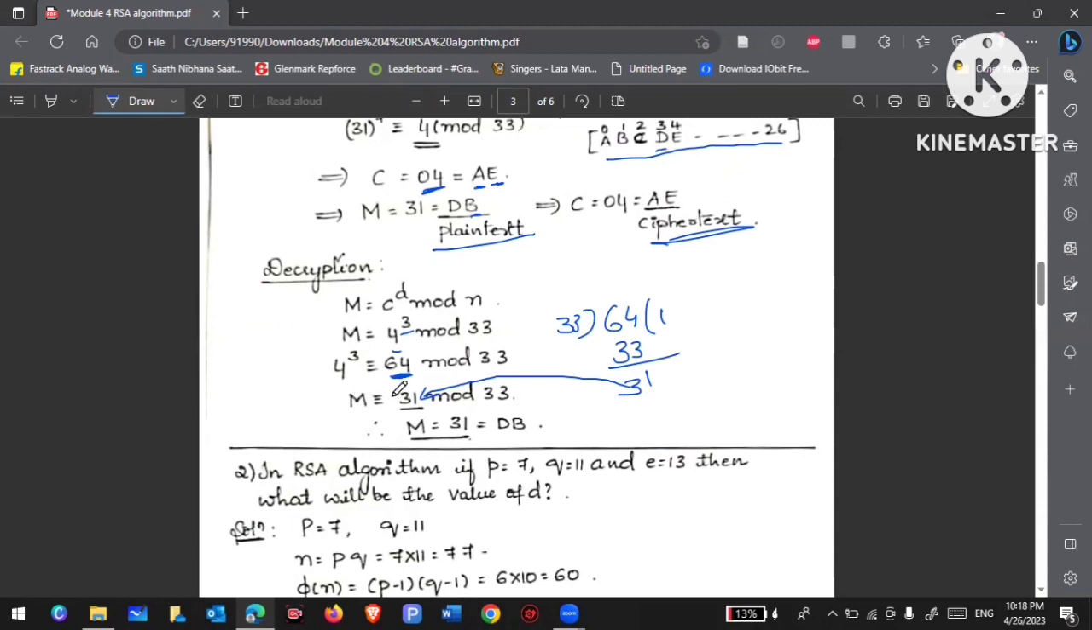So capital M is congruent to 31 mod 33. Therefore, capital M is equal to 31, which was also given in the question. So it has been verified now. That is, 3 stands for D and 1 stands for B. Hence the solution. Till here you can do that part.